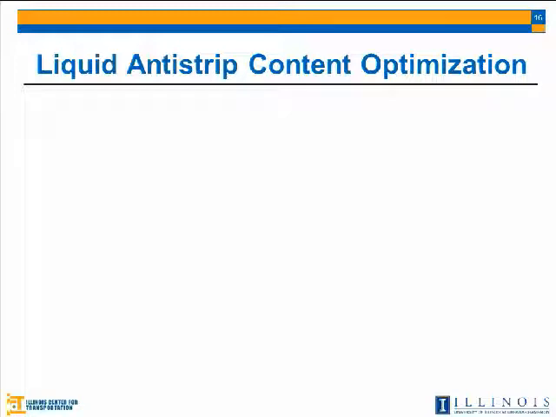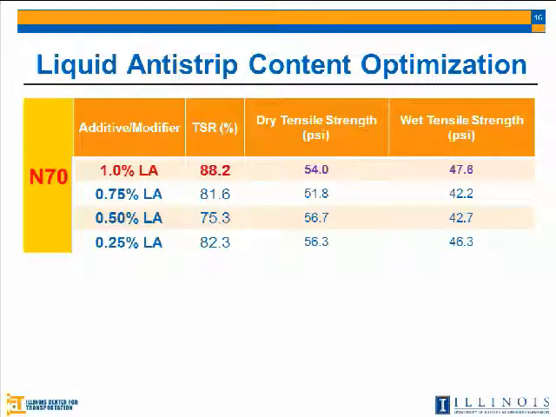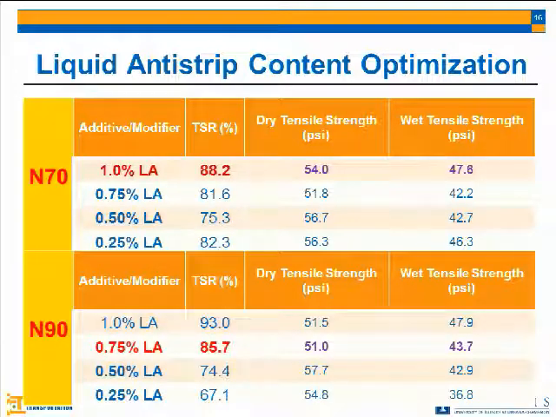The concept is that the first liquid anti-strip content that provides us with an 85% TSR value or above will be adopted and used for that mix. Applying this concept, for the case of N70 we have chosen 1% liquid anti-strip, and for the case of N90, we adopted the 0.75% liquid anti-strip.